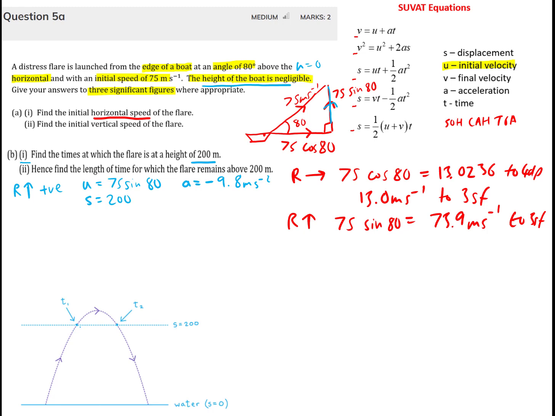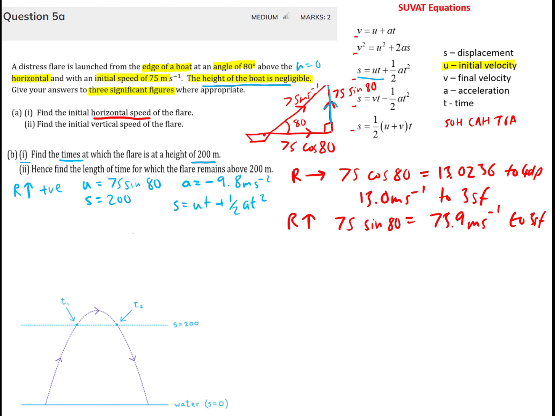So there could be 2 times that s would be 200, because it does say times with an s there, and it doesn't say highest point, so that's something to watch out for. So out of the SUVAT equations, where do we have s, u and a, and we need to find t? It's this one here. So we're going to use s equals ut plus a half at squared. Get into the habit of writing it down.